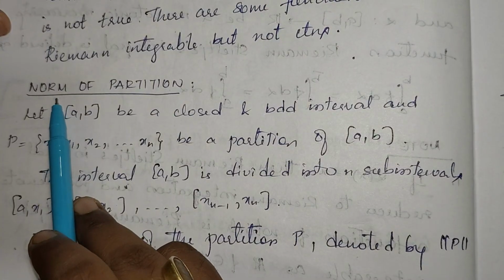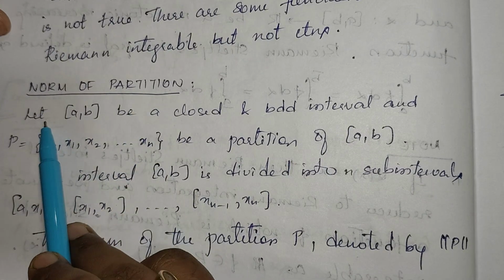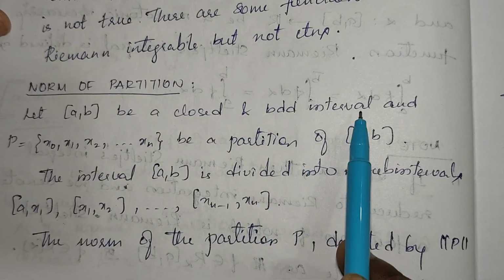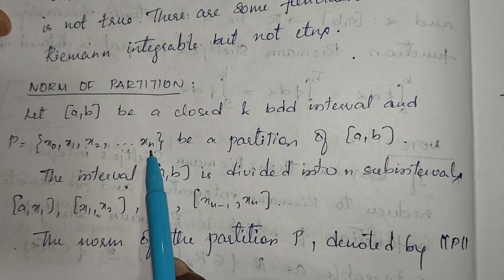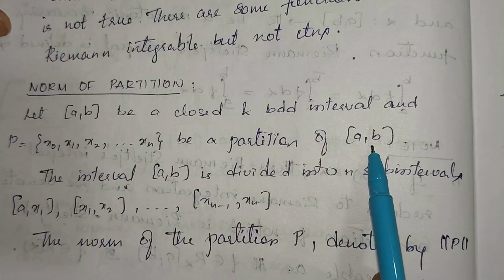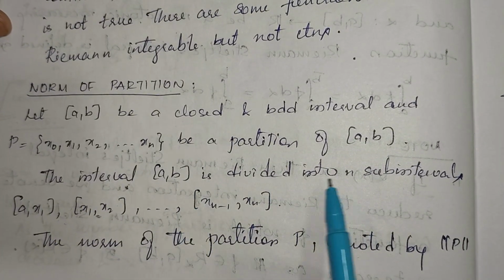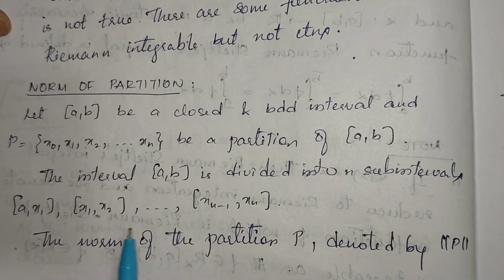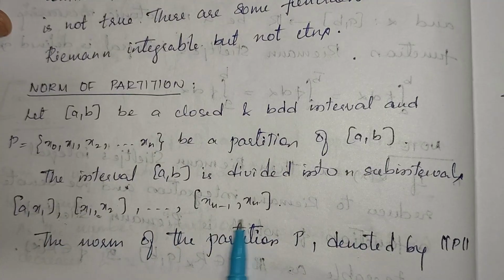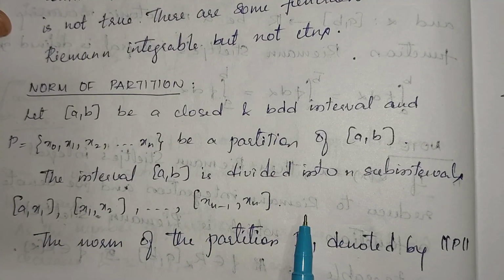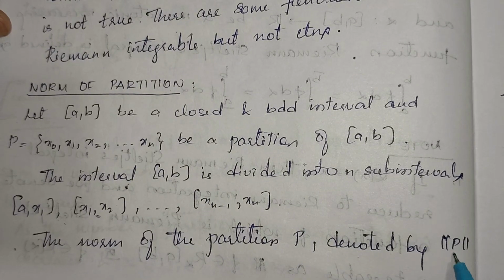Okay, now let's move on to the next concept, norm of a partition. Let [a, b] be a closed and bounded interval, and P equal to {x0, x1, x2, ..., xn} be a partition of the closed interval [a, b]. The interval [a, b] is divided into n sub-intervals: the first one, second one, and so on up to n. So here you have n sub-intervals. The norm of the partition P is denoted by norm P.